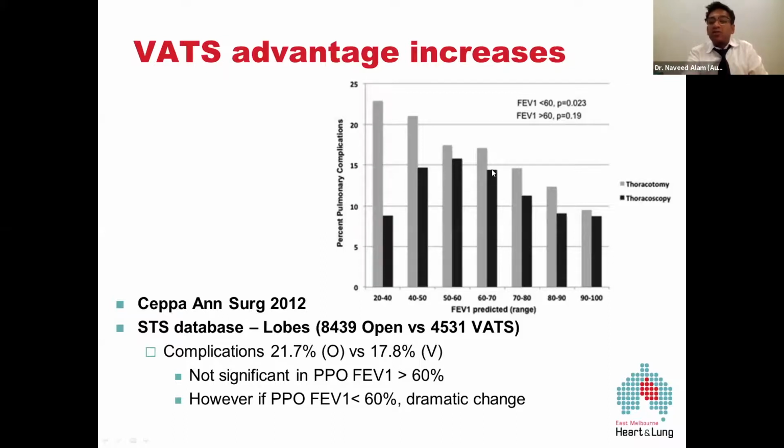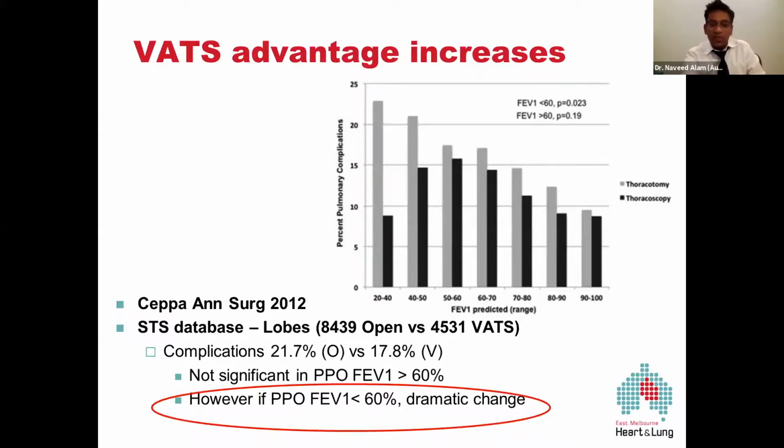But here's where the dramatic change was. If you had an FEV1 less than 60%, that's where it really mattered whether you did the operation VATS. And that makes tremendous physiological sense to all of us. We'd love to do a VATS on everyone, but if you've got a 40-year-old with great chest wall mechanics, they're not going to get as much benefit as an 80-year-old with emphysema. They're really the ones who are going to benefit from it. And I think that's what's borne out in a lot of this that I'm trying to show you here.